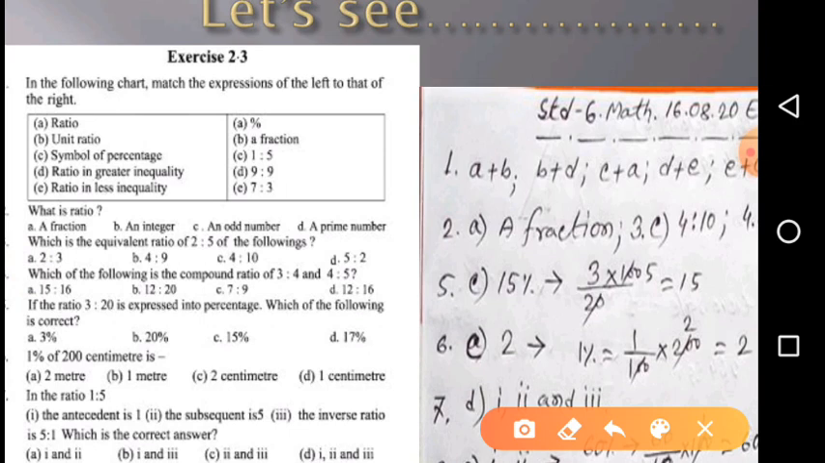Here is the ratio. A ratio is a fraction, so A is equal to B. A matches with B. Question number B, unit ratio. We know the unit ratio is such a ratio in which antecedent and subsequent are the same. Here is D, so B is matched with D.